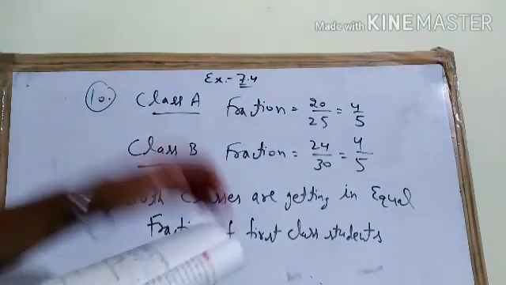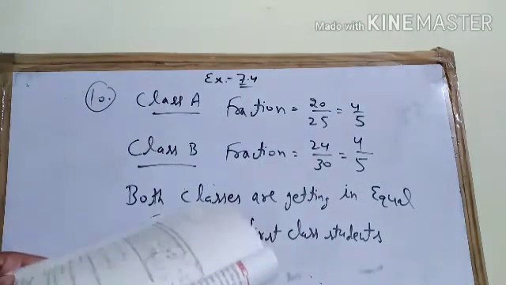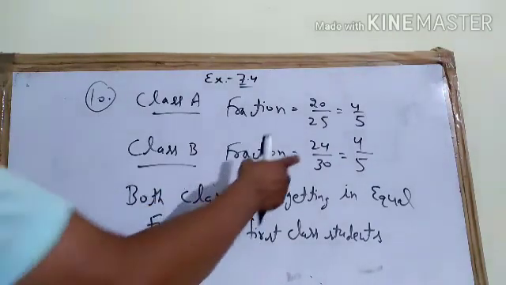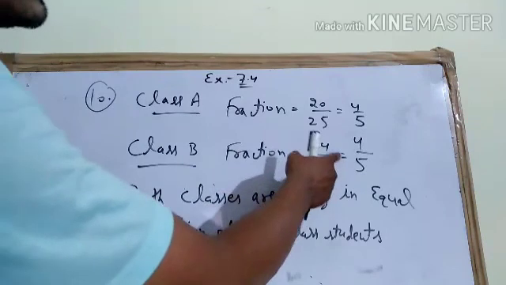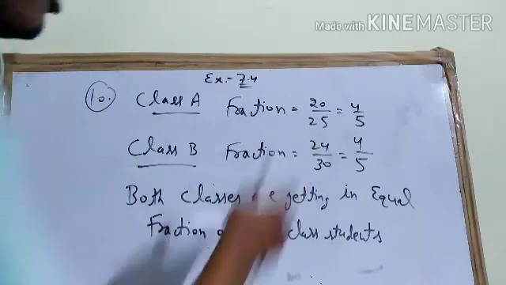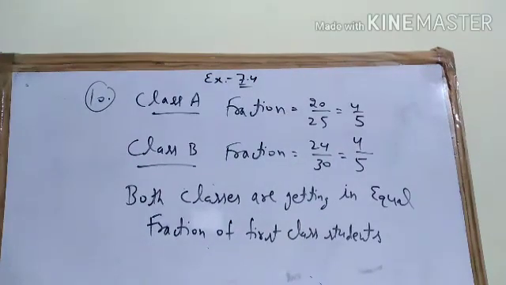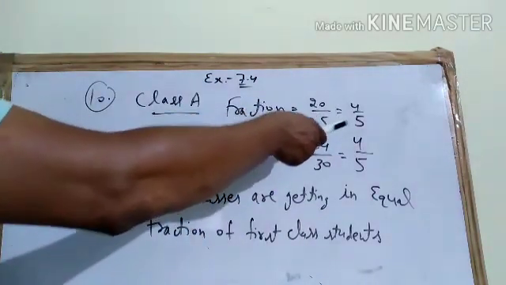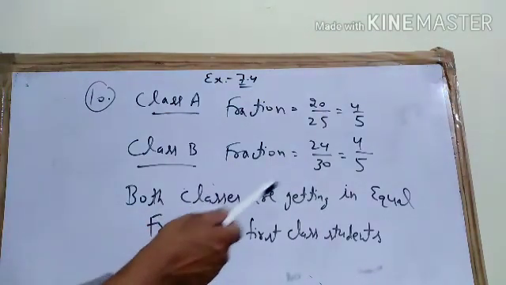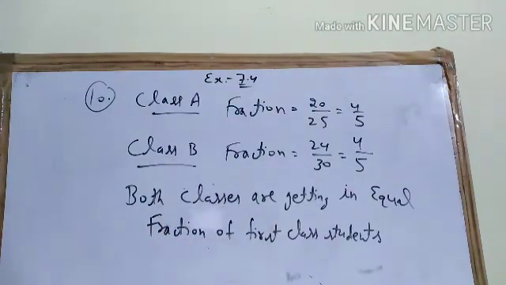And in class B, there are 30 students and 24 passed in the first class. So fraction for class B, we get 24 by 30, and these two can be cut by the table of 6. So we get 4 by 5. Now we can see both the classes are getting the same fraction, 4 by 5 and 4 by 5. So we can say both classes are getting an equal fraction of first class in the students. So this was your question number 10th.